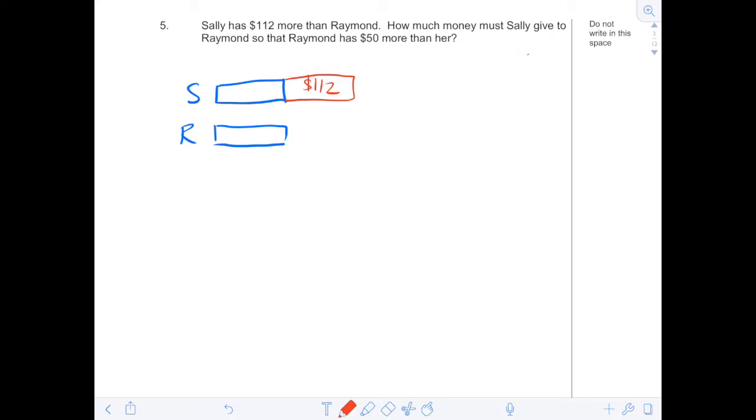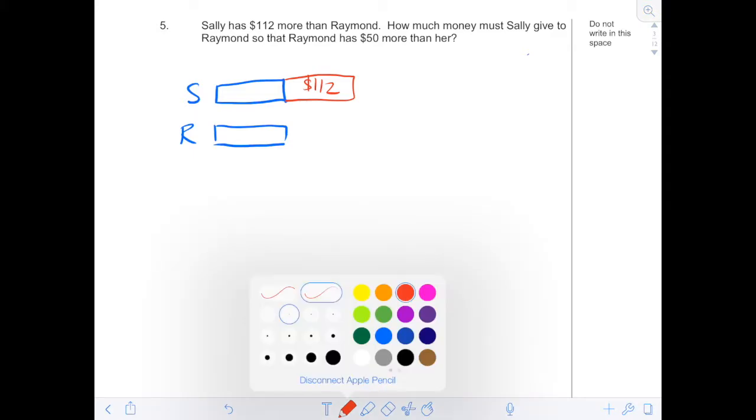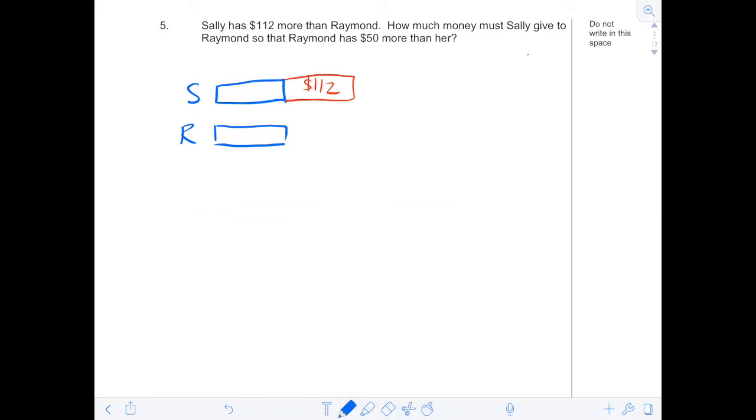So how much must Sally give to Raymond such that Raymond has $50 more than her? Now you can see, some of you might face a problem whereby you're trying to find out what this 1 unit is. But if you look carefully at the question, it does not require you to find those values at all. So for Sally, we can do the first step, which is to take away what Sally has from the 112 to make it equal.